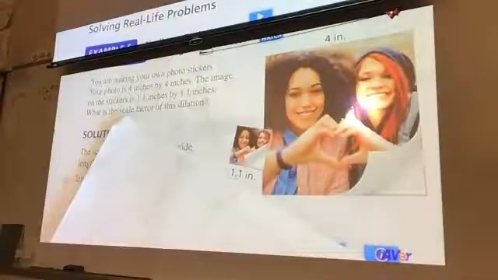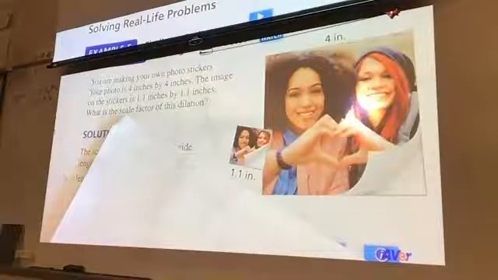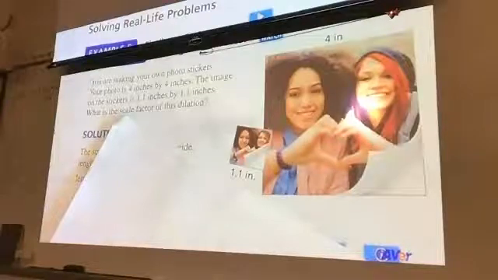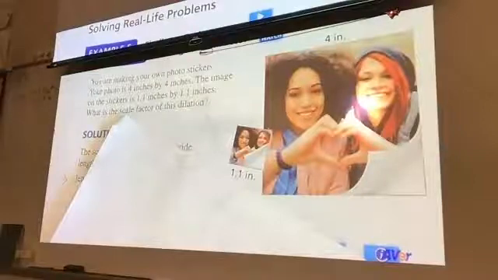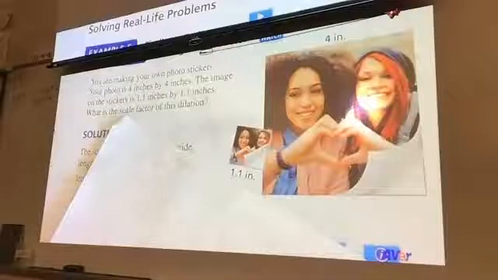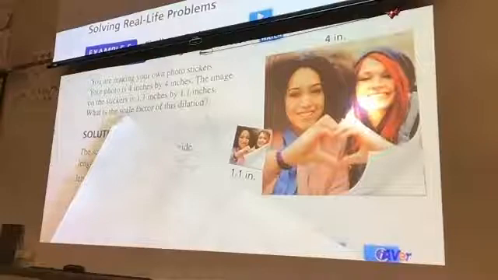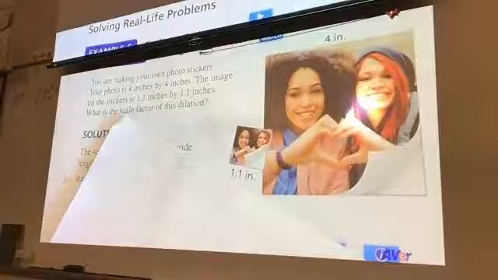So read it, take a look at it, see what we're talking about. Okay, so we're making our own photo stickers. The original photo, 4x4, stickers 1.1 by 1.1. We want to know what is the scale factor of this dimension. I would like you to find that scale factor. Remember, we cannot have a decimal inside of a fraction. Okay, so I want a fraction. I want the scale factor with no decimals in it.